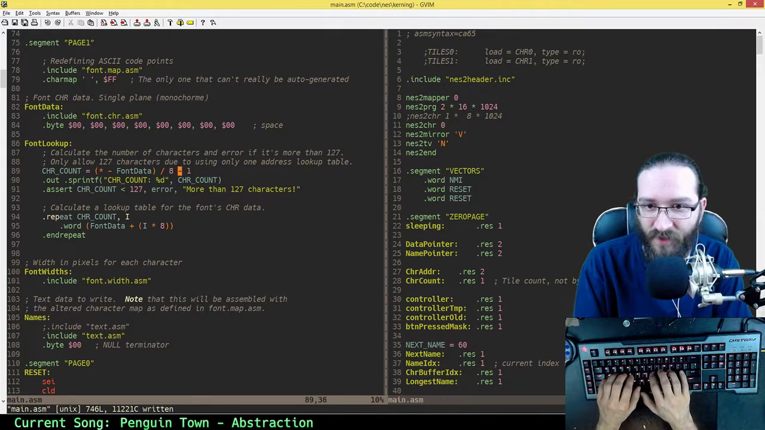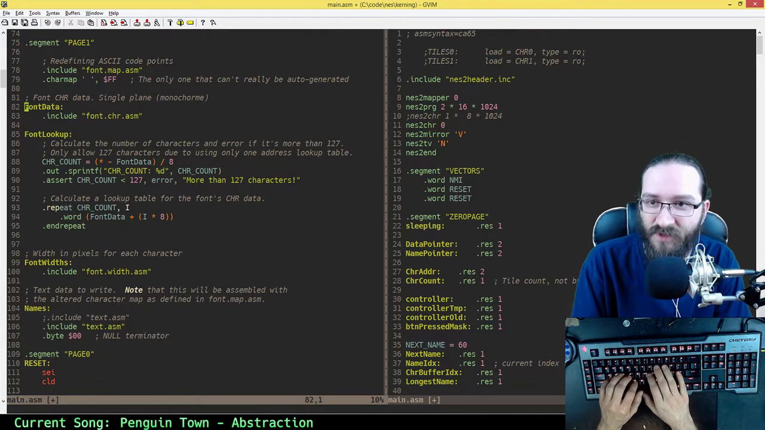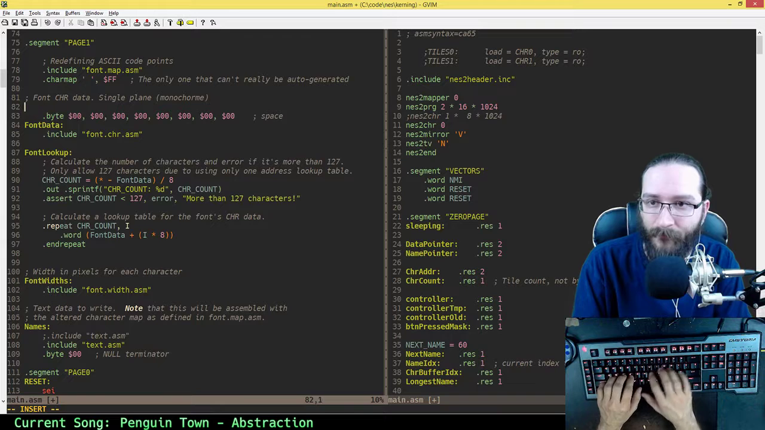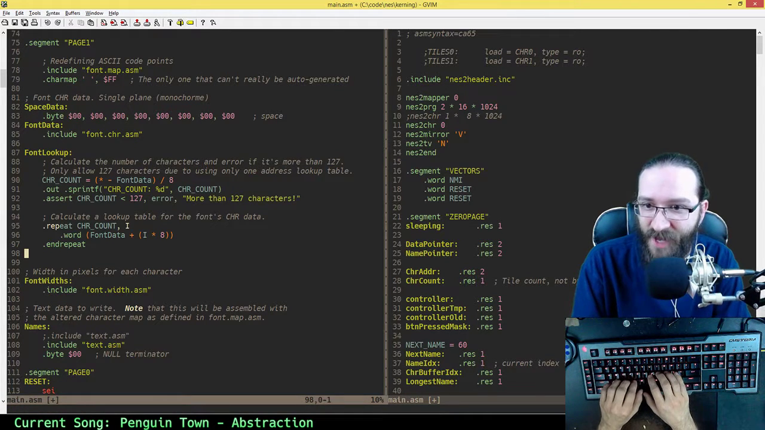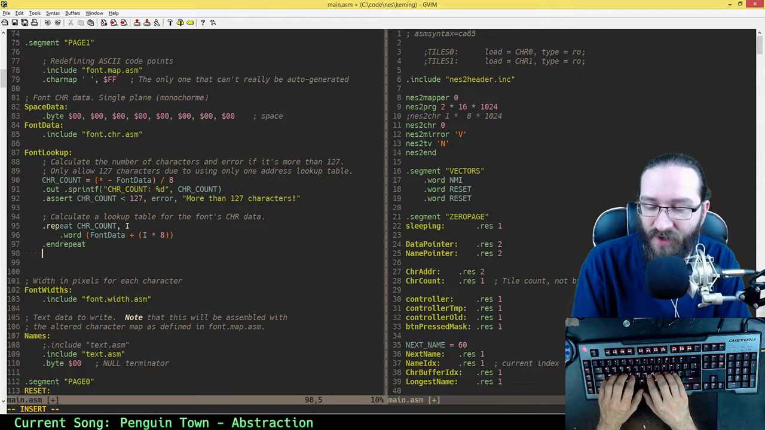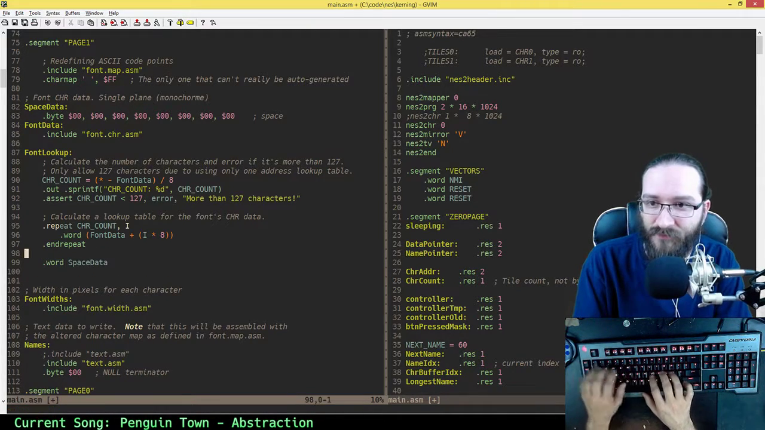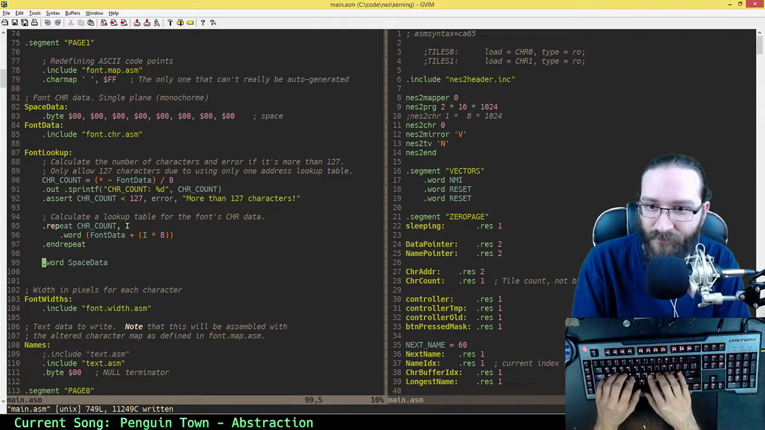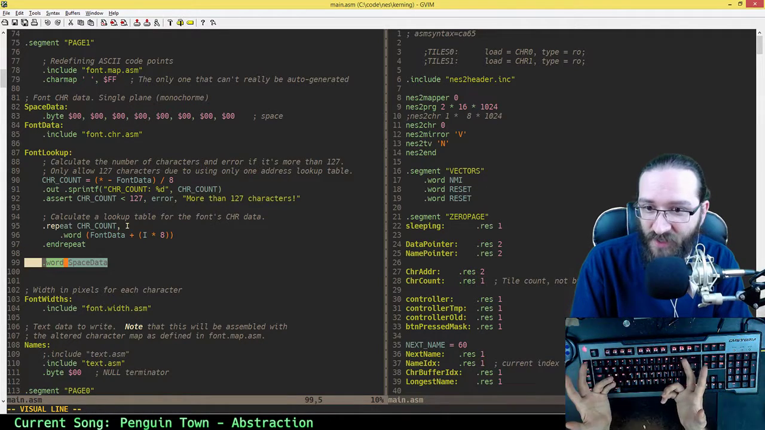-1 at the end of that. Actually, no, let's not do that. Let's not confuse things. Instead, let's grab this and just put it up here. Space data. Space! And then just do dot word space data. So that right there is the space on the end of things.